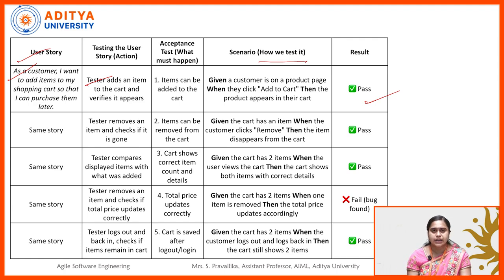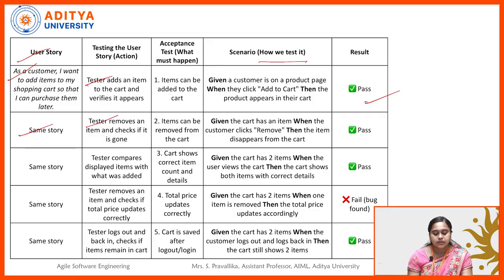So what was the next scenario? Again, we are taking the same story. What was the user doing? Previously the user had added some item. Now the tester removes an item and checks if it is gone. Initially the customer had added some item to his cart, and now he is going to remove some item from the cart. Once the item is removed from the cart, what should happen? Automatically the item needs to get removed from the account also. So here we need to check whether that item is getting successfully removed or not. So the tester removes an item and checks if it is gone.